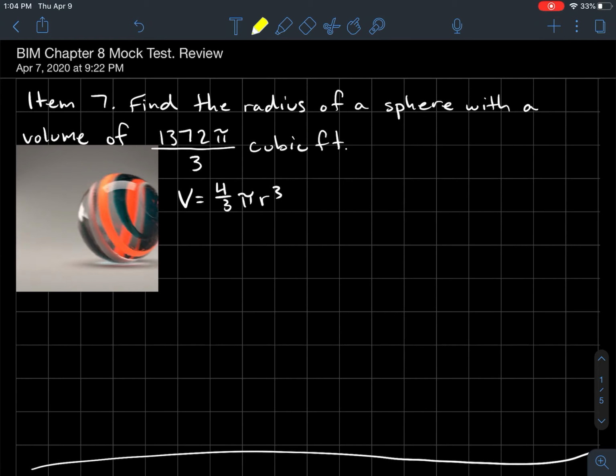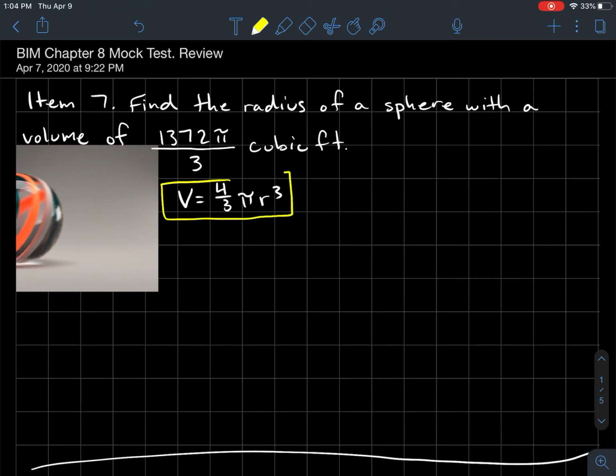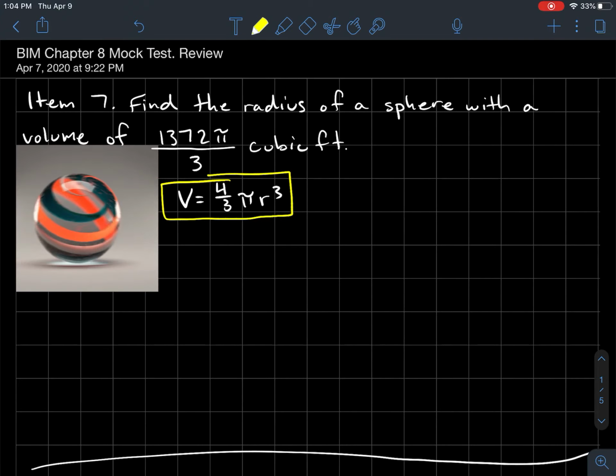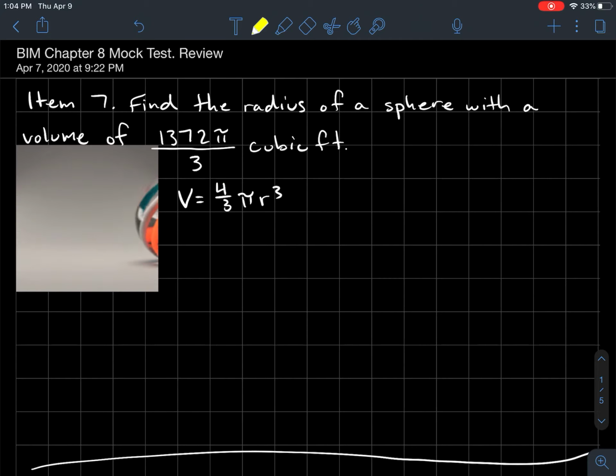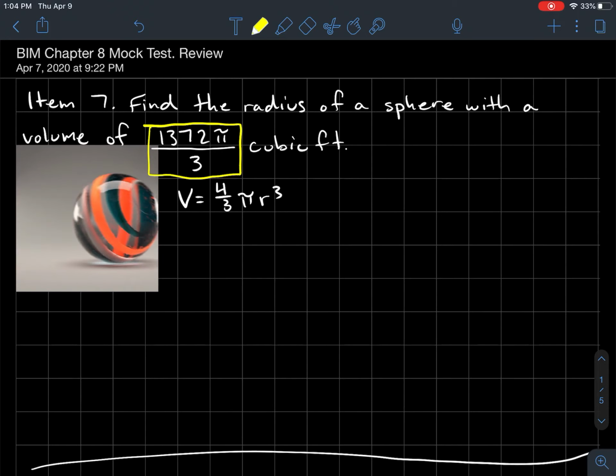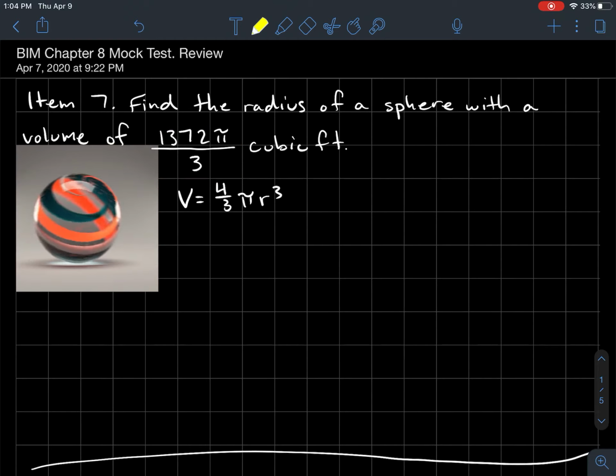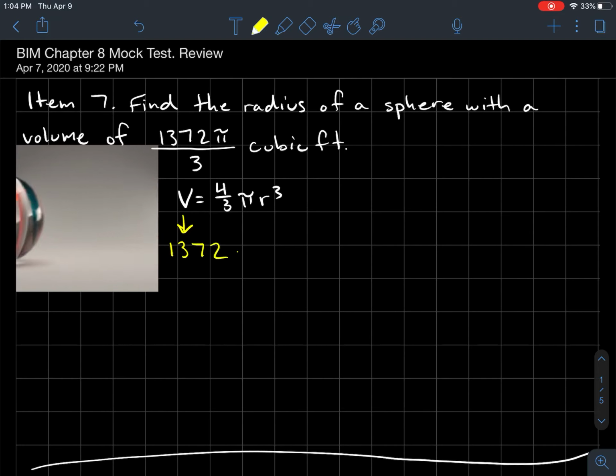So let's go ahead and start off with writing out our formula for volume of a sphere. 4/3 times pi times radius cubed. The next thing you're going to want to do is include what you have. And boxed in yellow, you have the volume. So instead of volume, we're going to write in that number, 1,372 pi over 3. And as you can see, we're not touching the right hand side. That is 4/3 pi times radius cubed.